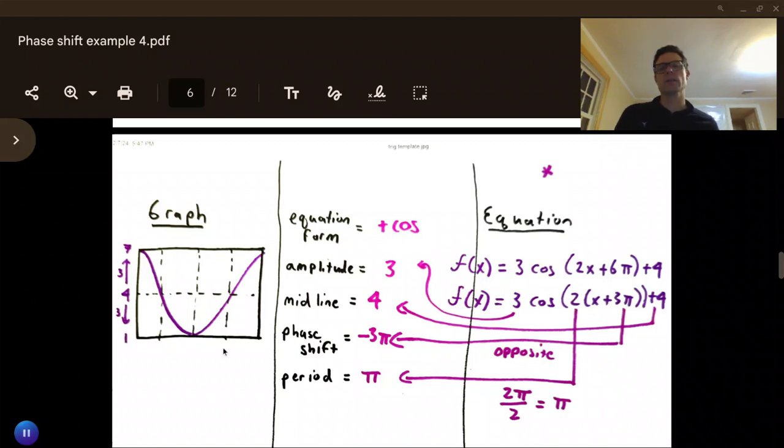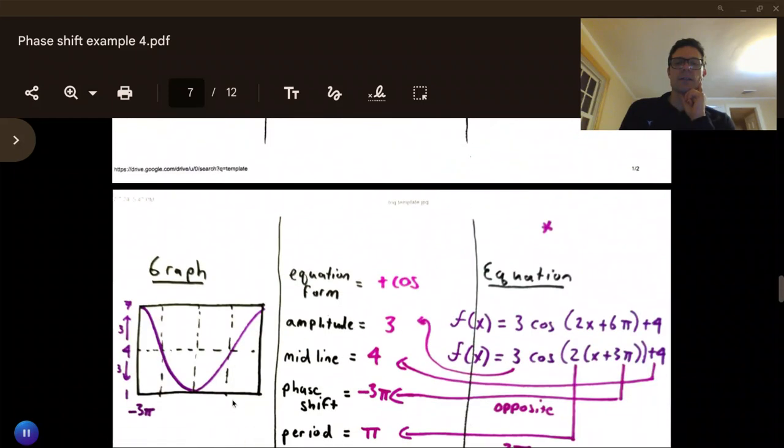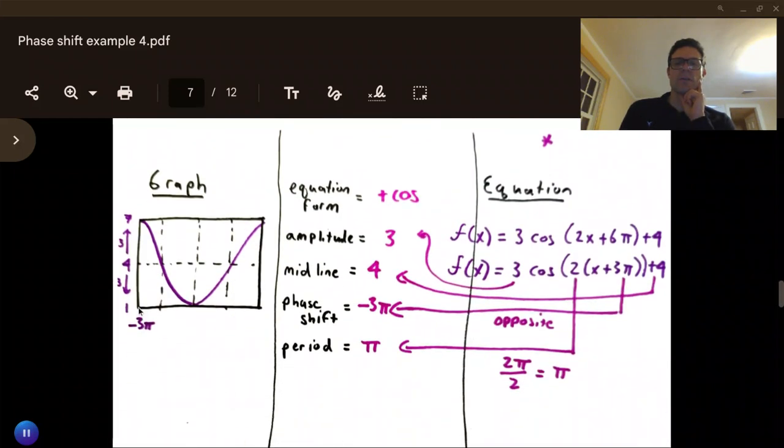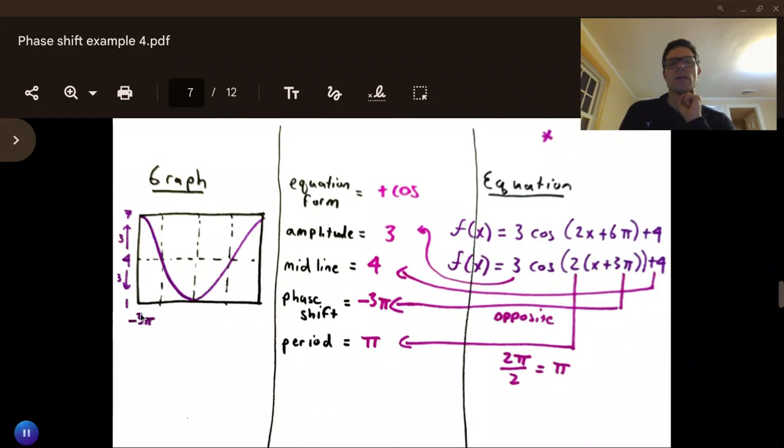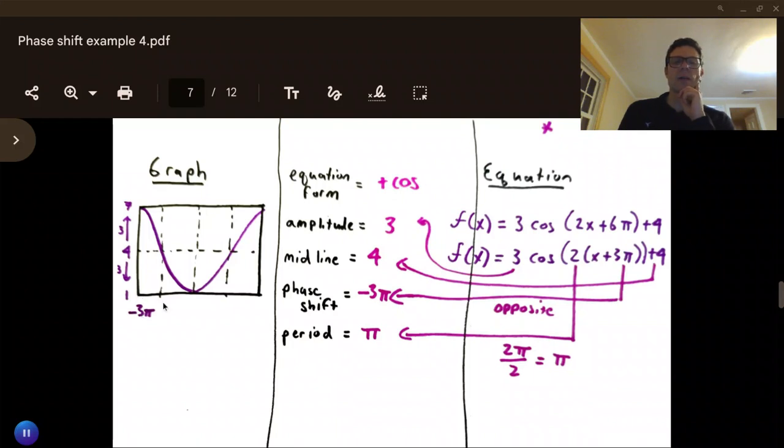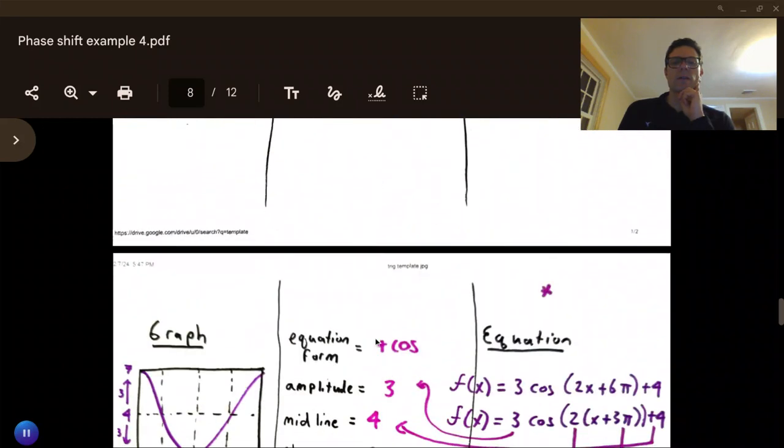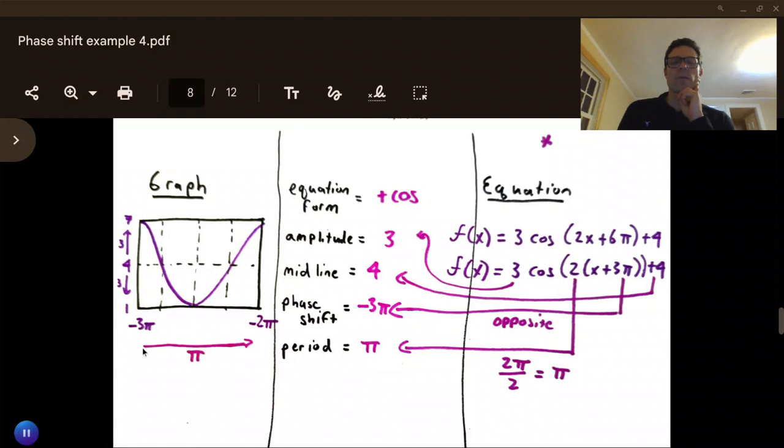Now let's do the x, or the horizontal information, using the phase shift and the period. The phase shift is the first thing. That's where we start. Right here, it's a little ambiguously labeled, but this is negative 3 pi, the first number on the bottom of the box. Now we're going to use the period to get the rest. So we're just going to go over pi. Negative 3 pi to negative 2 pi, right? That's pi more than negative 3 pi.